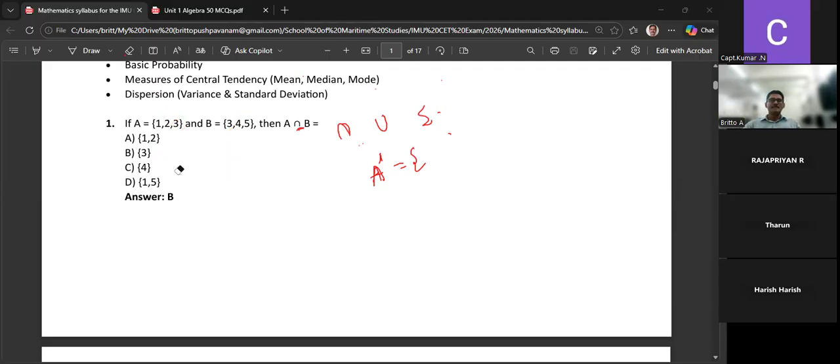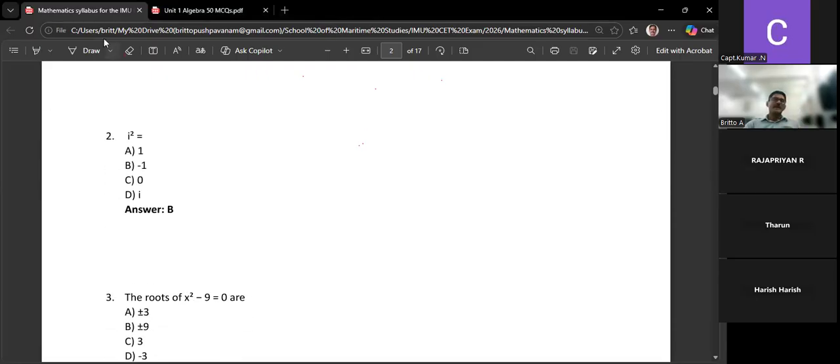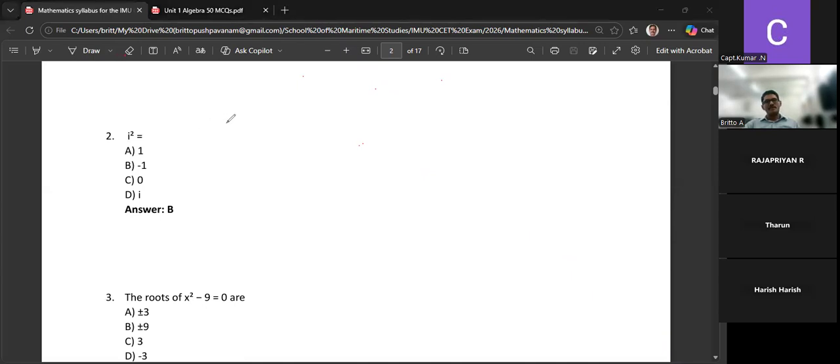Right. Now we'll move on to the next question. Second question: the value of i squared. Just now I told you the value of i squared. You know the value of i, which is the square root of minus 1.